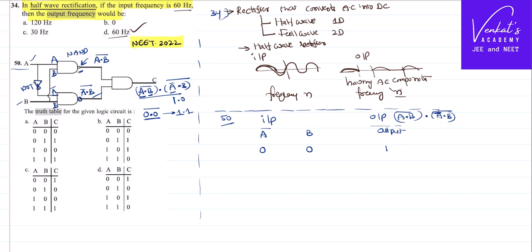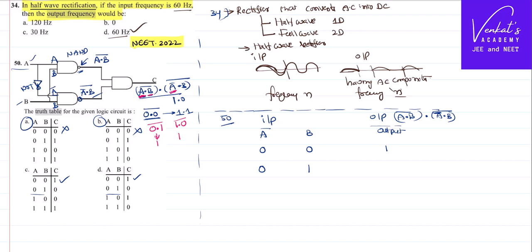So these two options are definitely wrong, and I can eliminate option B and option A. I only have to look at option C and option D. Let's give A is 0, B is 1. Then 0 dot 1 is 0, but the whole bar is there, so that is 1. Here A bar, as A is 0, becomes 1.